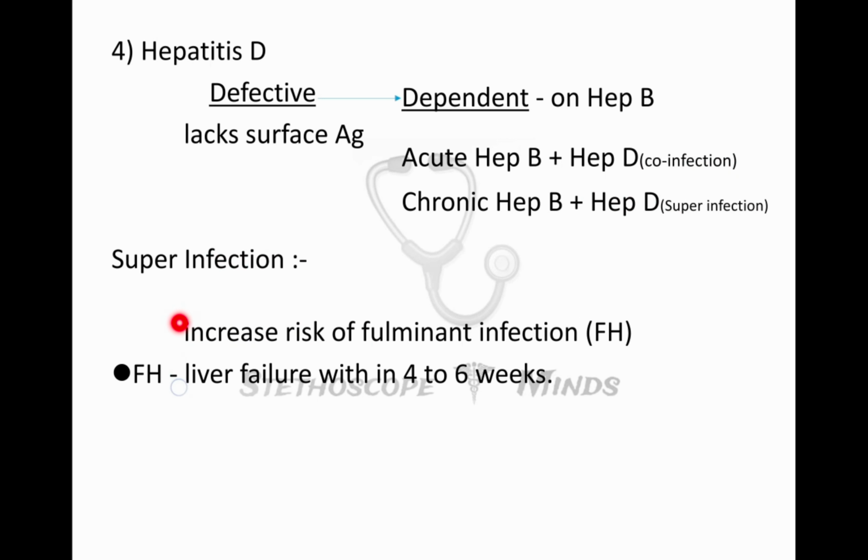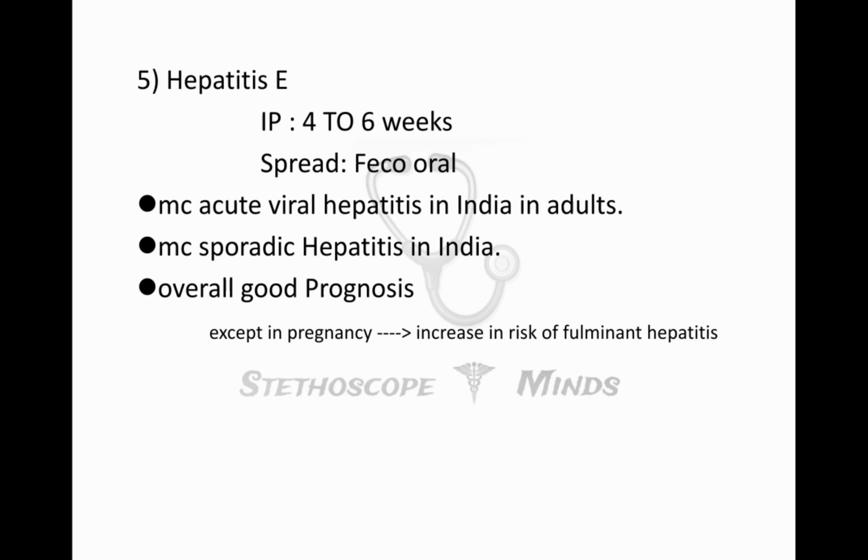This superinfection can increase the risk of fulminant infection, which is also known as fulminant hepatitis. Fulminant hepatitis means nothing but liver failure, liver failure within 4 to 6 weeks. Okay. Next, hepatitis E, which has an incubation period of up to 4 to 6 weeks and spreads through the fecal-oral route.